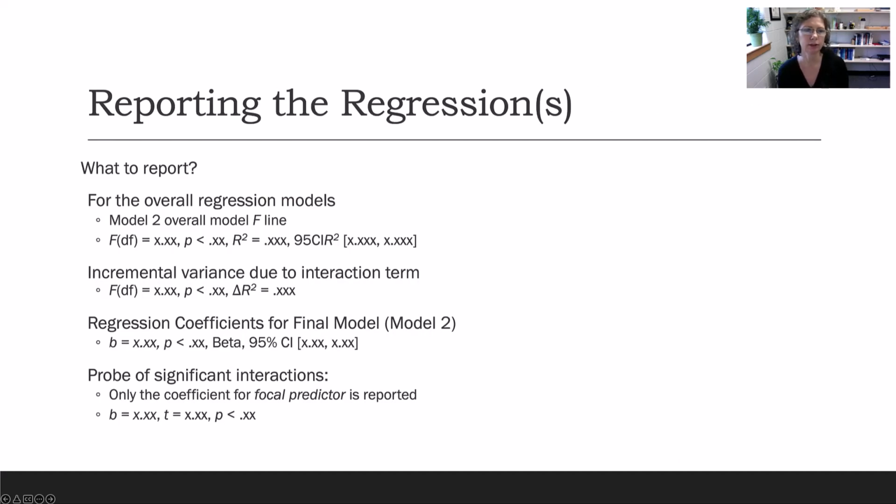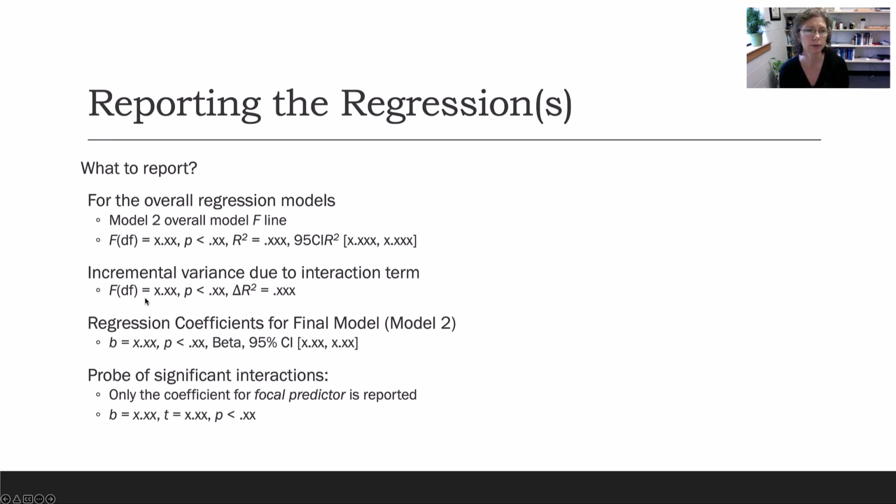Now, when we get to the output and going from output to write-up, now you need to start pulling information out of that output. Like we've done before, your overall regression model, so that's going to be your final model. If you only have 2 levels to your model, you have a step 1 and step 2, then I'm talking step 2. But your final model, you're going to report your F statistic, the significance, the R squared effect size, and the 95% confidence interval for R squared.